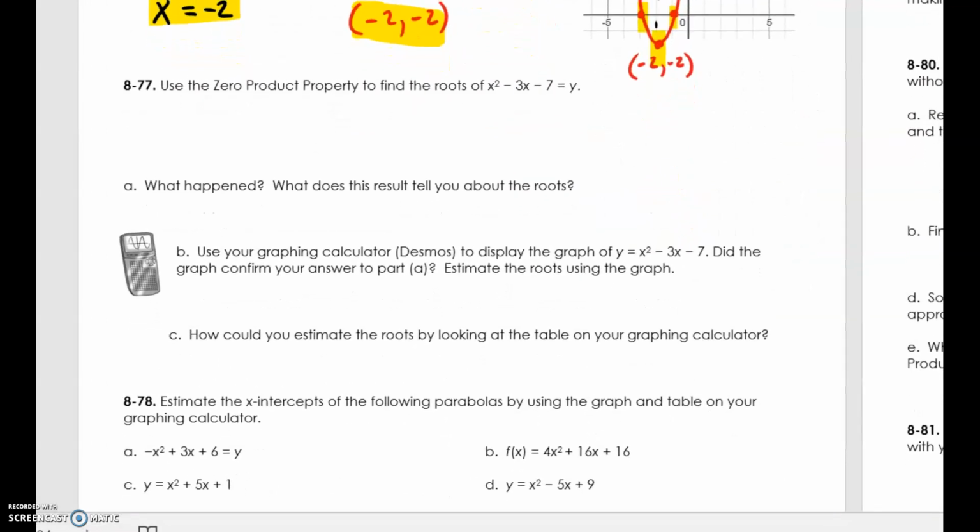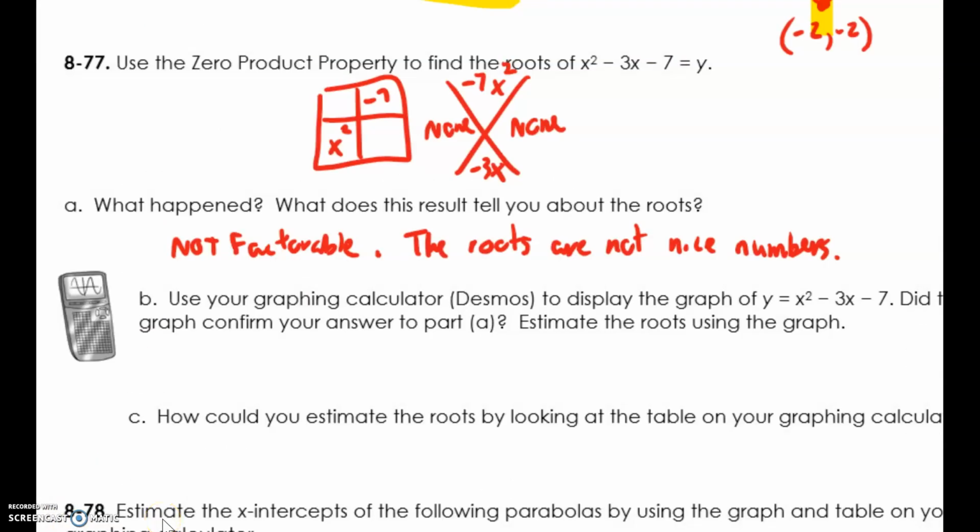Today we're going to talk about another form, and we're going to see why we need another form. So in 8-77 it says use the zero product property. That just means factor. See if you can factor x squared minus 3x minus 7. Go ahead and pause the video and give that a try. All right, so I went ahead and factored it, and as I was factoring I realized that I can't factor it. This problem is not factorable. There aren't any factors of -7 that add to get -3. So what happened? The problem was not factorable.